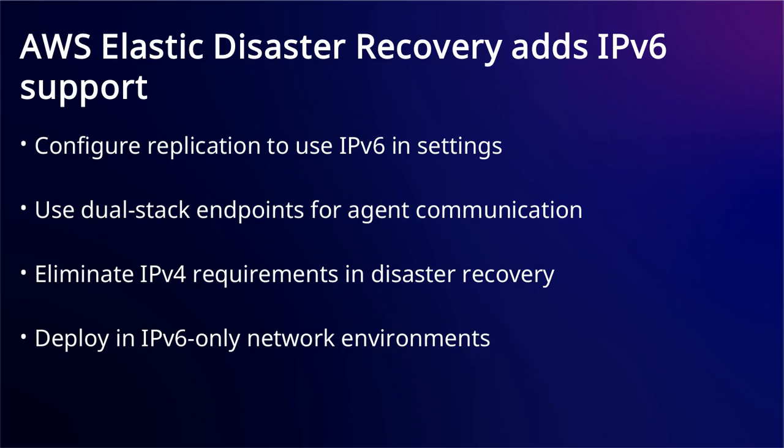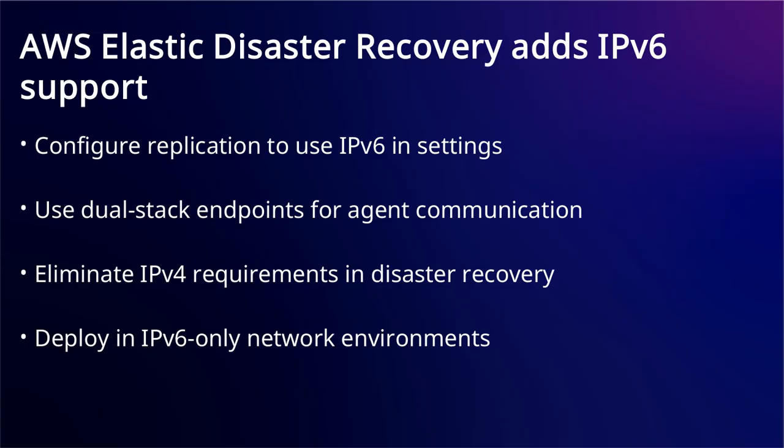If you operate in IPv6 only or dual-stack network environments, you previously could not use AWS DRS because it required IPv4 connectivity for all replication and service communication. This created barriers for network modernization and prevented disaster recovery in environments where IPv4 addresses are unavailable or restricted. You can now set the Internet Protocol to IPv6 in your replication configuration to address these constraints.